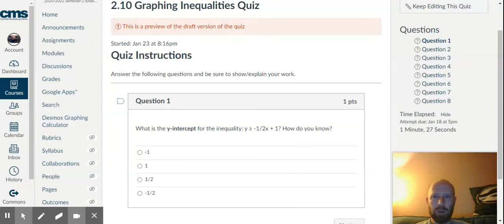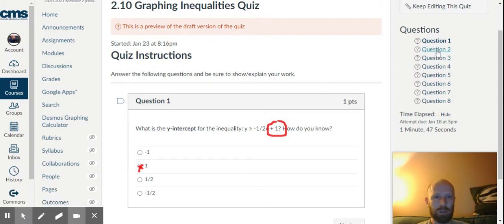All right, we are going over quiz corrections if you need them. Question 1, what is the y-intercept? The y-intercept is the last part of our inequality here. Y is greater than or equal to negative 1/2 x plus 1. There is your answer for question 1.